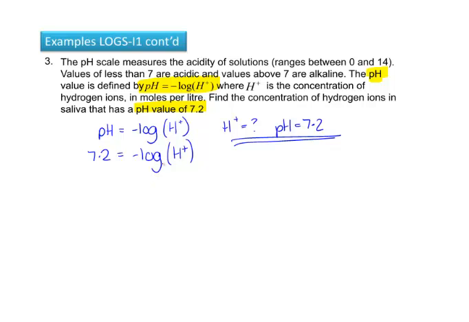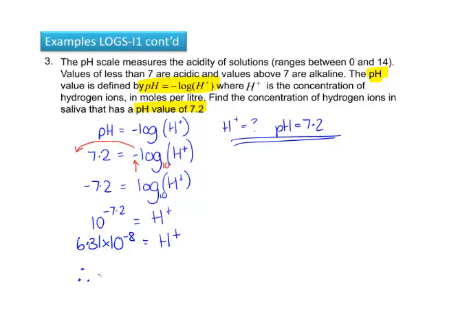From there, this is base 10, so we can rearrange it to be an exponential. 10 to the power of 7.2. And wait one second, I go back a step. I just noticed when I did that I have this minus out the front. So I'm going to take him over to there. So now I'm going to have negative 7.2 equals log H plus. Now I'll rearrange it, remembering this is base 10. So 10 to the negative 7.2 equals my concentration of hydrogen ions. Plug that in your calculator and you get 6.31 times 10 to the negative 8.